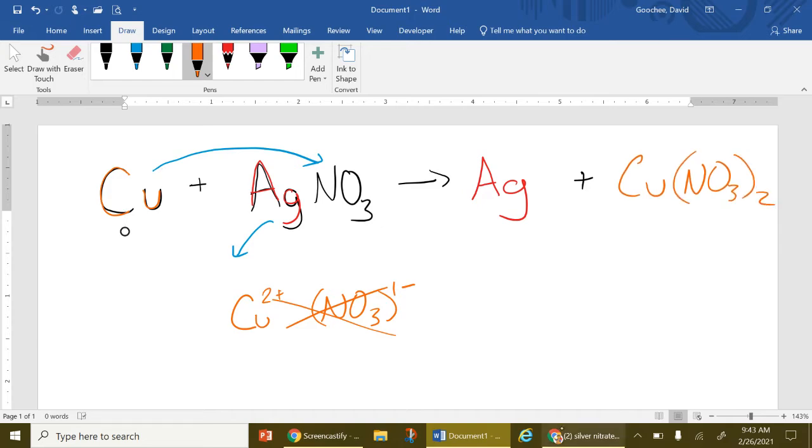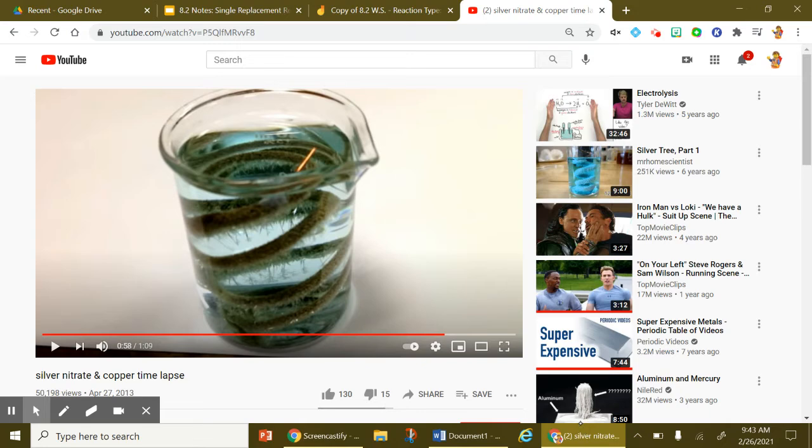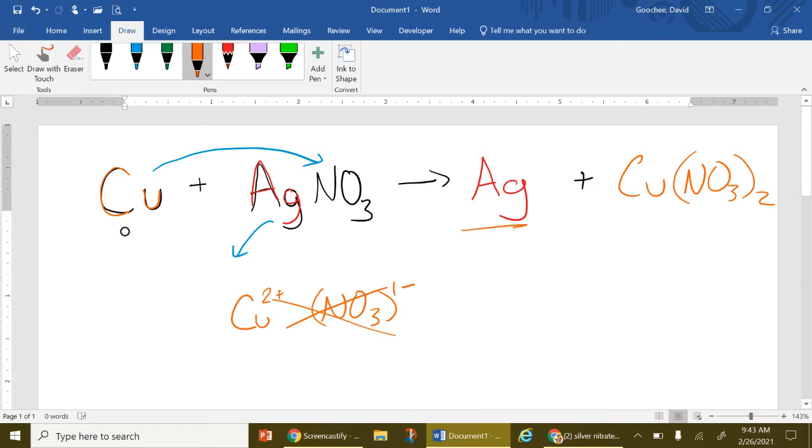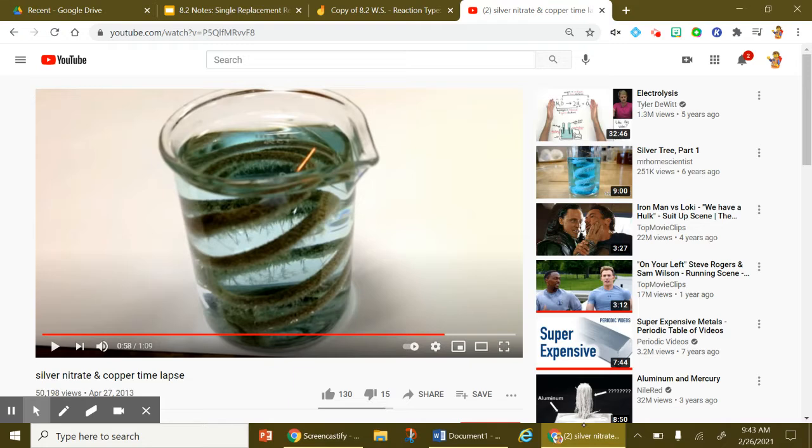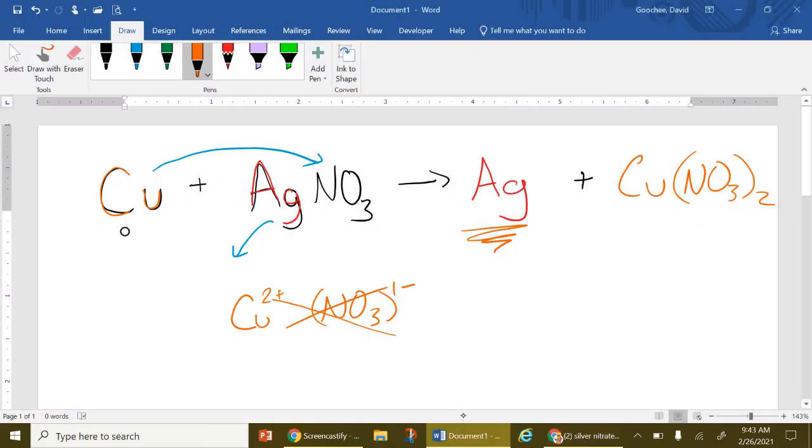2. Okay, so in this reaction right here, that crystally gunk growing on the copper is actually pure silver metal. And as the water is turning blue, that's because the water is filling up with copper(II) nitrate. So this is an example of a single replacement reaction.